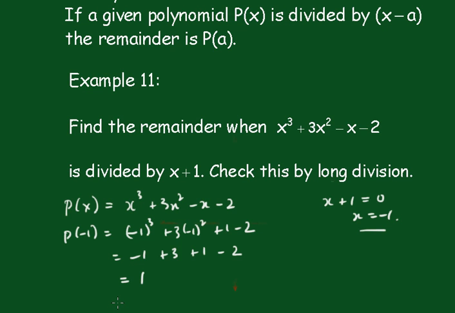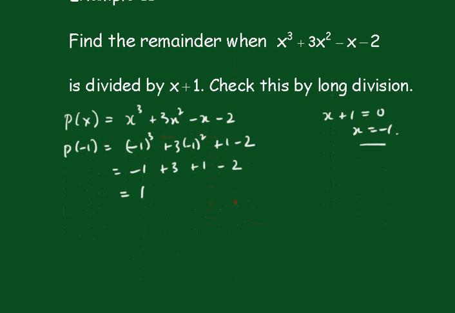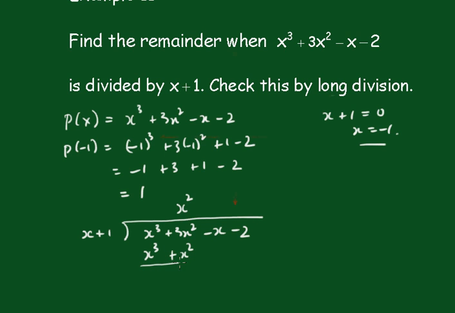Now, we won't get the quotient this way. We'll just get the remainder. So we'll check this by long division. Let's see what happens. x plus 1 into x cubed plus 3x squared minus x minus 2. No gaps to worry about. Okay, so we'll need an x cubed, so I'll need an x squared there. So it becomes x squared. It becomes x cubed. x squared times 1 is x squared. We subtract, we get 2x squared. Bring both of them down.